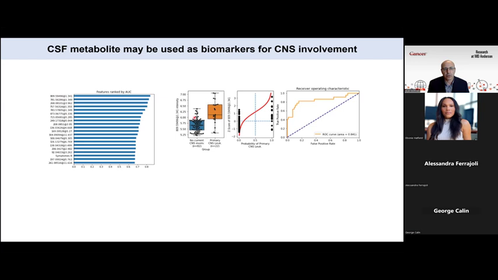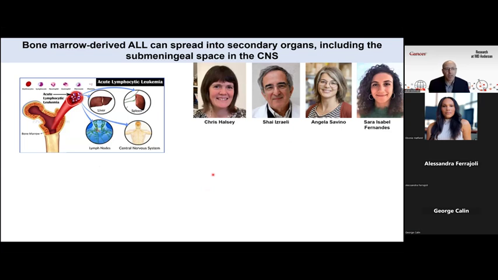Okay, so we do know that lipids play a role in the CNS and CSF particularly. So this is an interesting observation, which aligns with another work that we have done in parallel, which has been able to reach completion, which is ALL translocation to the central nervous system, to the CNS.